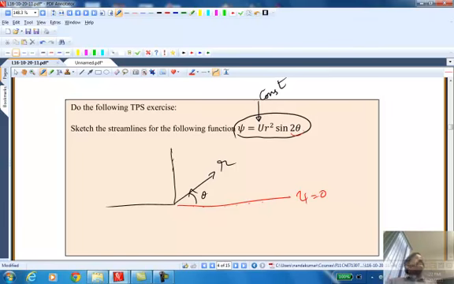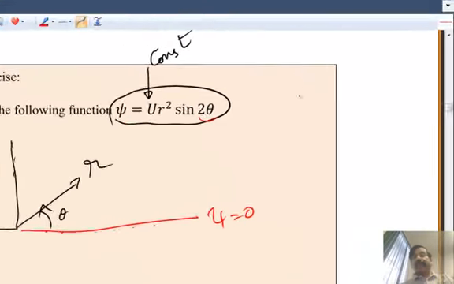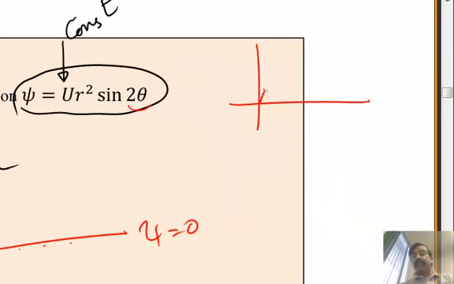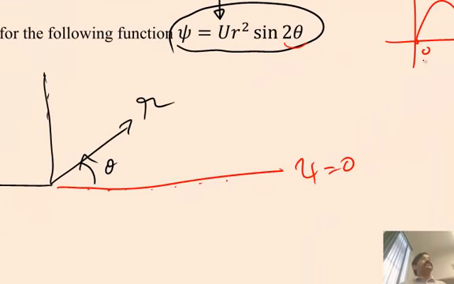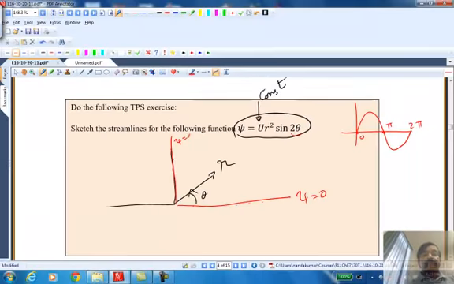The vertical one, right? When you put theta equal to pi over 2, because you have 2 theta, it becomes sine pi. Remember, the sine function goes like this. It's 0 here, at pi, 2 pi, etc. So sine 0 is 0, sine pi is 0, sine 2 pi is 0. So this would be a streamline with psi equal to 0.